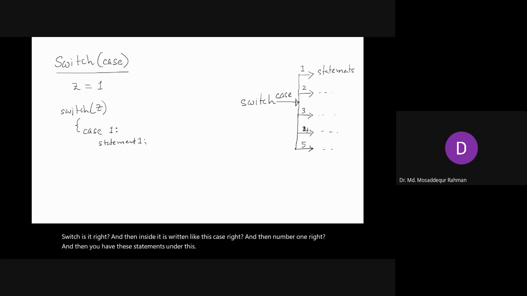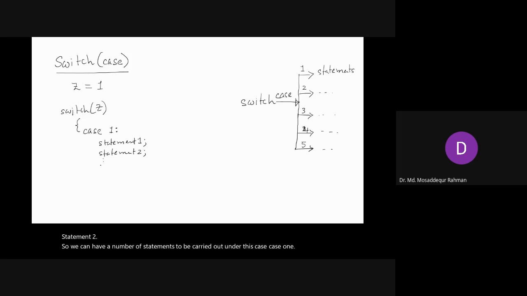Statement 1, statement 2. So you can have a number of statements to be carried out under this case 1. And that will end with a break statement. So once the tasks are done, it will move out of this control loop. Then you can define the second task, case 2. Right? So here also you can have a number of statements.